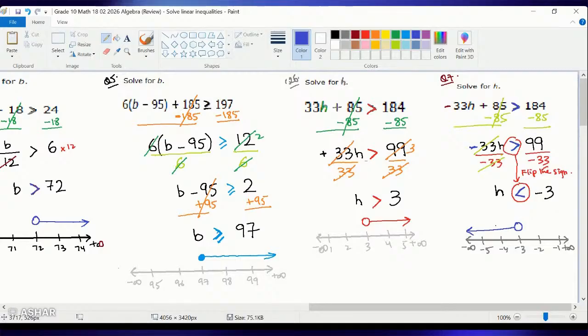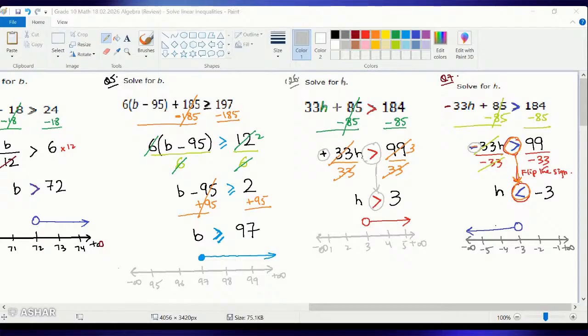I did this example just to show you that we flip the sign if the variable is negative. Comparing question number 6 and question number 7: in question number 6 it was positive, so the sign stays the same. But since here it was negative, the sign is flipped. We flip the sign of the inequality. Agreed?